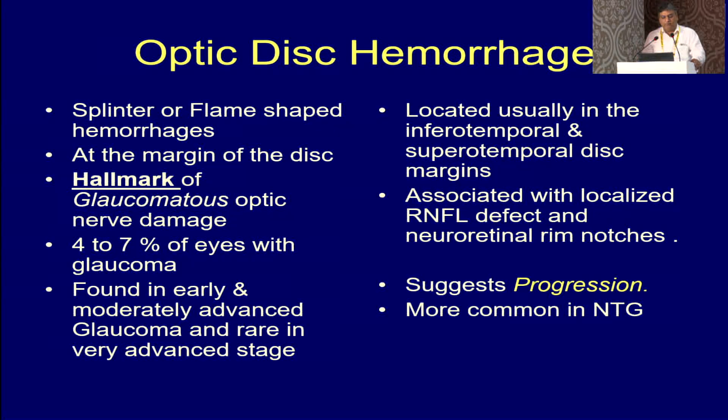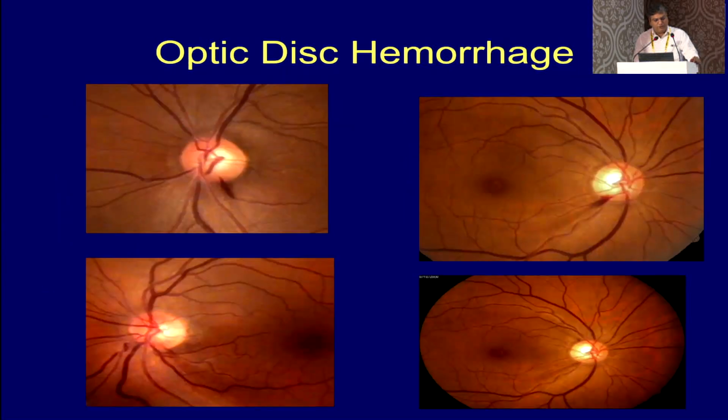As sir has very rightly pointed out, these are splinter or flame-shaped hemorrhages present at the margin of the disc. These are a hallmark of glaucomatous optic nerve damage, located generally in the inferotemporal or superotemporal margins. They are more common in NTG and suggest progression of the disease. As you can see in these optic discs, there is a localized splinter-shaped hemorrhage present in the inferotemporal or the superotemporal quadrants.